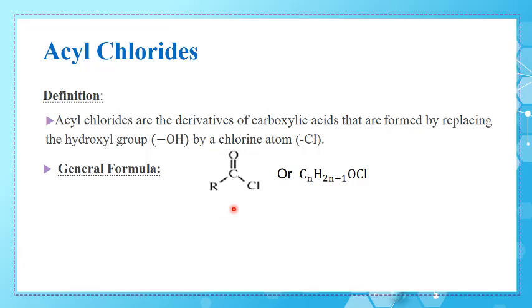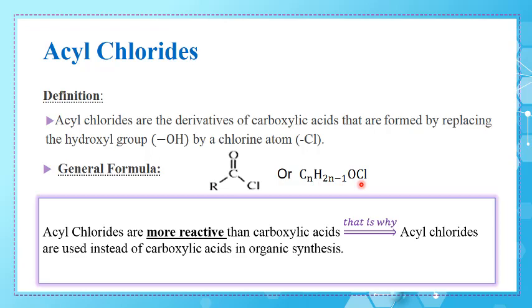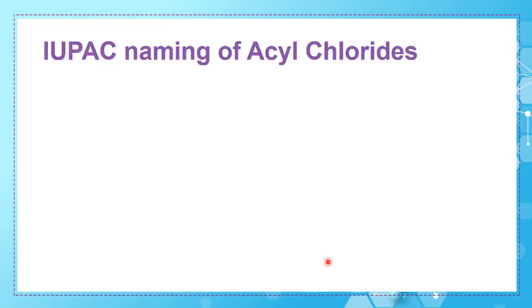And if we have acyl chlorides having a linear, it means non-cyclic, and saturated carbon chain, their general formula in terms of n will be CnH2n-1OCl. To be noted that acyl chlorides are more reactive than carboxylic acids, and this property is to be seen after a while.